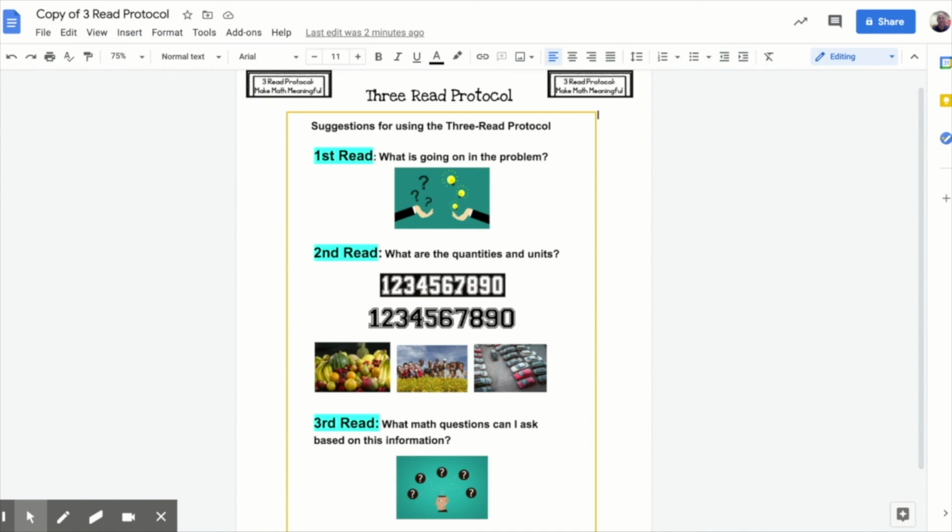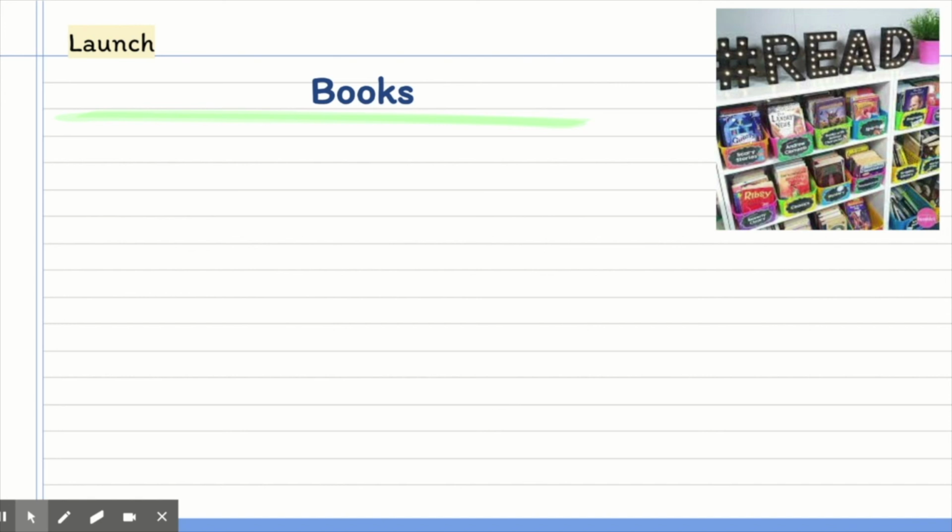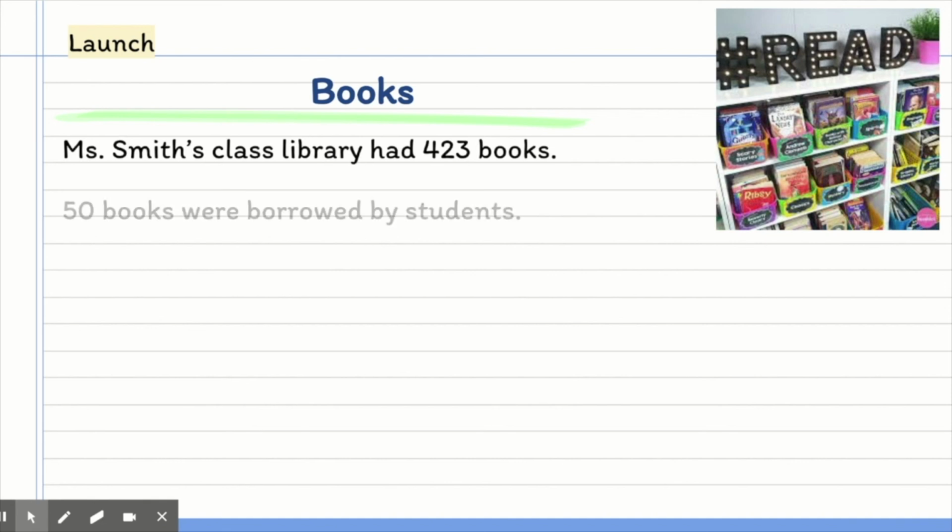All right, so let's look at this example. It's titled Books, and we're doing that 3-read. So the first read, we're going to read through the information and break it down. So at first, we have Miss Smith's class library has 423 books. 50 books were borrowed by students. Okay, so we know that this is math, and we're doing something. We're going to be either adding on or taking away. So we're reading through to understand the first 2 sentences. Notice there's no question yet.